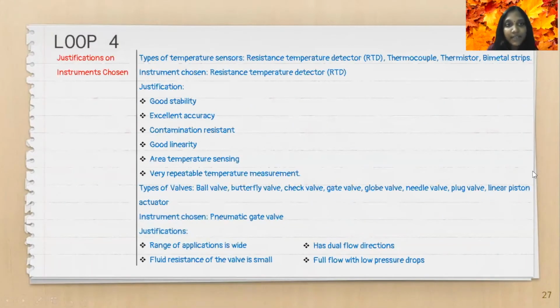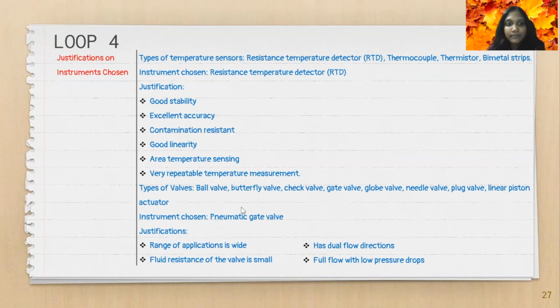Now let's see the justification on instrument chosen for loop 4. There are different types of sensors as you can see here, and the instrument chosen is the RTD, also known as resistance temperature detector. This is because it has good stability, excellent accuracy, contamination resistance, good linearity, area temperature sensing, and very repeatable temperature measurement. Among the types of valves, we have chosen the pneumatic gate valve, and the reasons are just as we saw in loop 3.